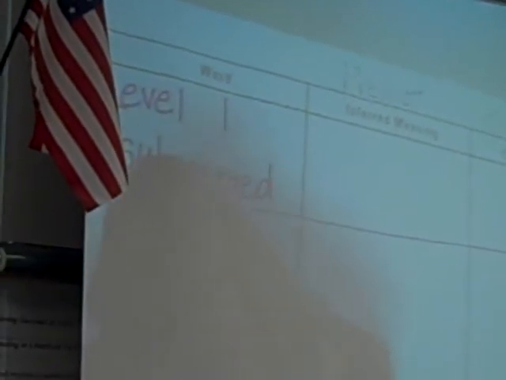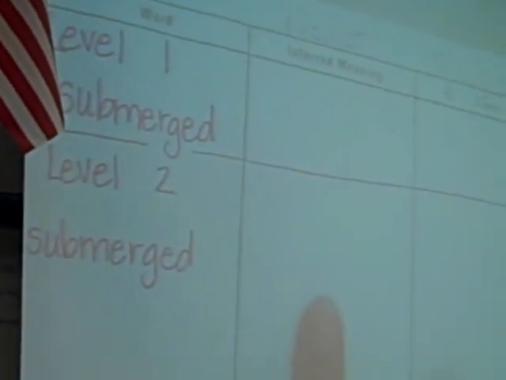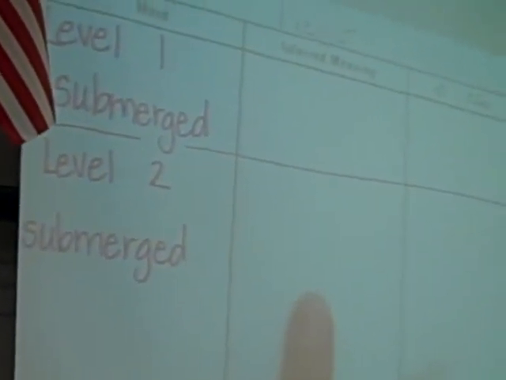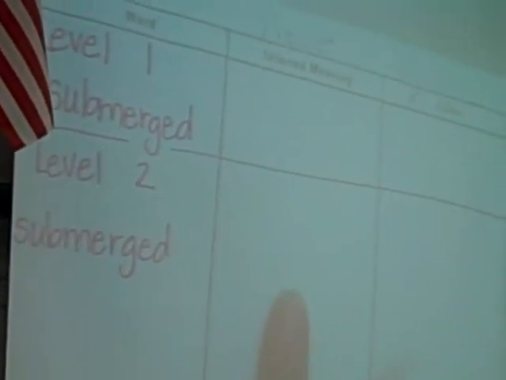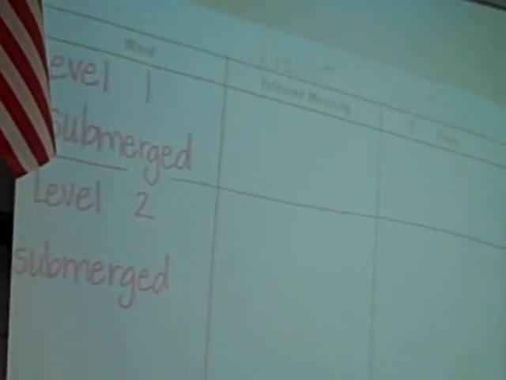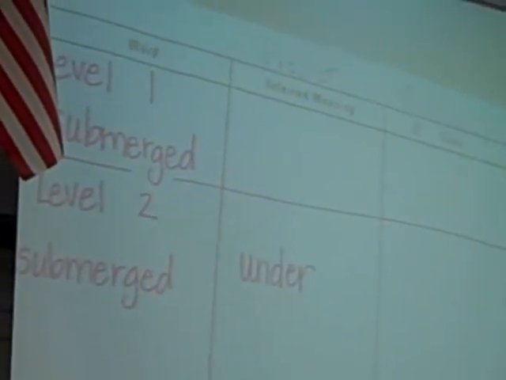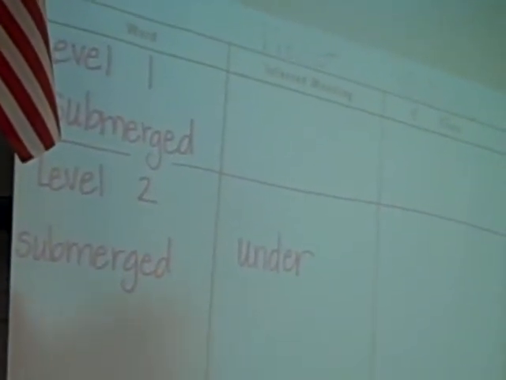That's a level 1. A level 2 is going to be, I'm going to identify the word, and I'm going to predict or infer the meaning. I think the word submerged means under. Then I'm going to go to a level 3.